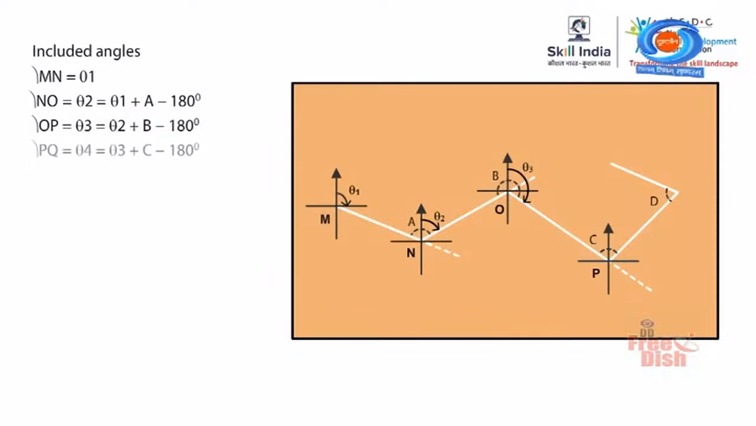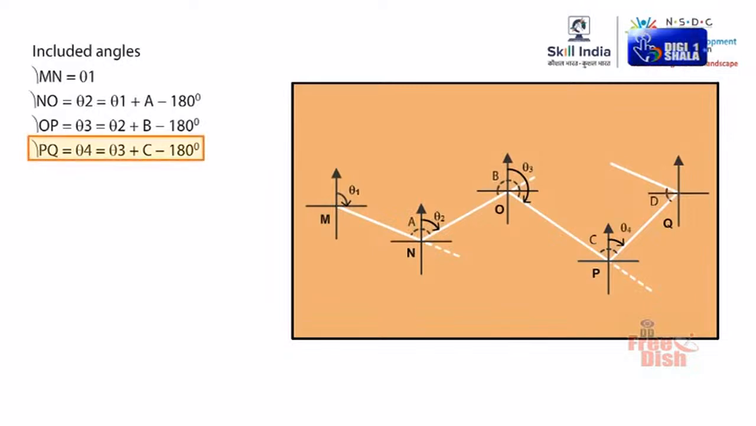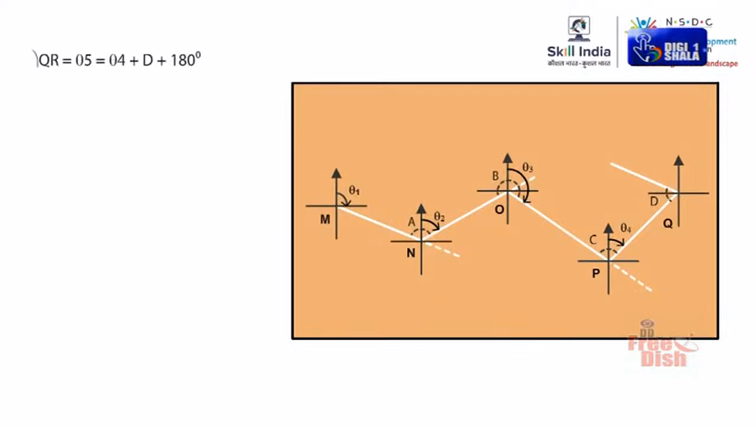In the same way, the bearing of the next survey line PQ, that is Theta4, is equal to Theta3 plus C minus 180 degrees. However, to compute the bearing of the survey line QR, that is Theta5, we have to use the formula Theta4 plus D plus 180 degrees.